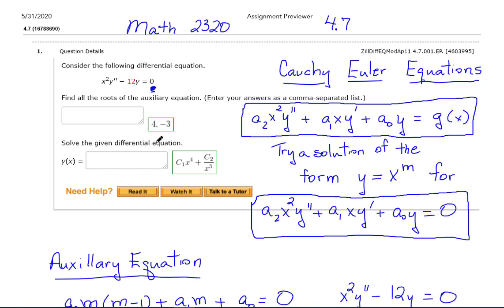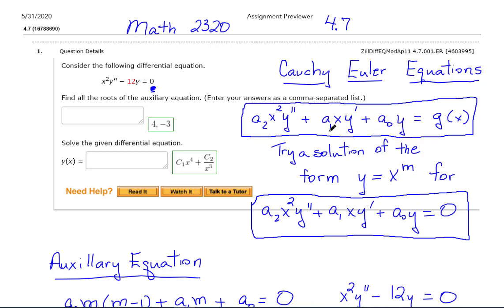The equations have a particular format, and that is they look like a constant times x squared times y double prime, plus a1 x y prime, and a constant times y, and if it's non-homogeneous there's a driving function on the right hand side. So essentially we have powers of x in front of each of the derivative terms.